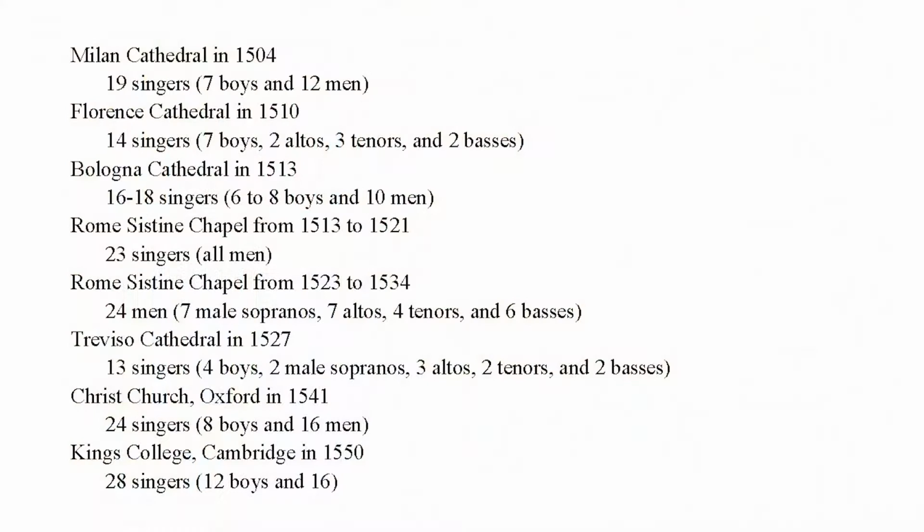Milan Cathedral, 19 singers. Florence, 14. Bologna, 16 to 18. Sistine Chapel from 1513 to 1521, 23 singers. The Sistine Chapel from 1523 to 1534, 24. Treviso, 13. Christ Church, Oxford, 24. And King's College, Cambridge, 28 singers.